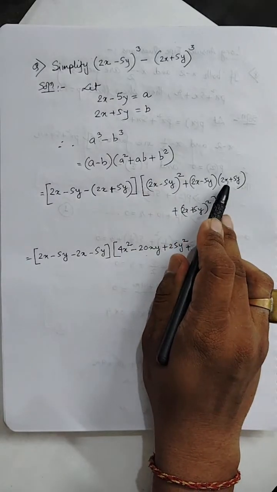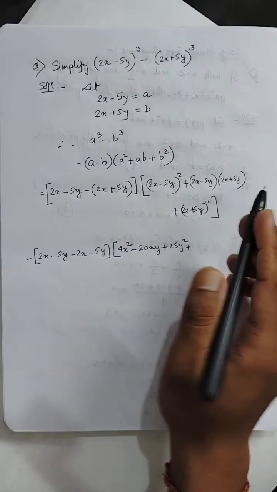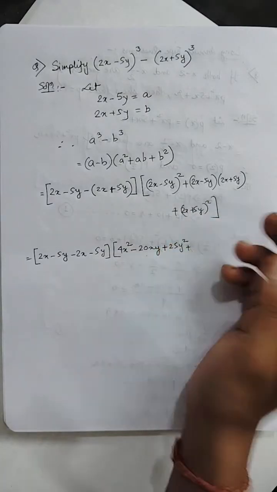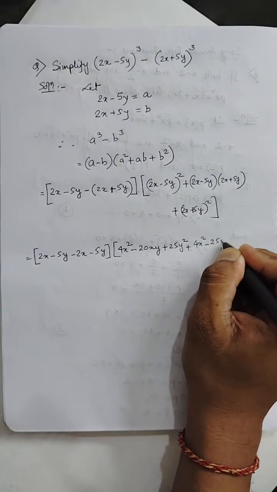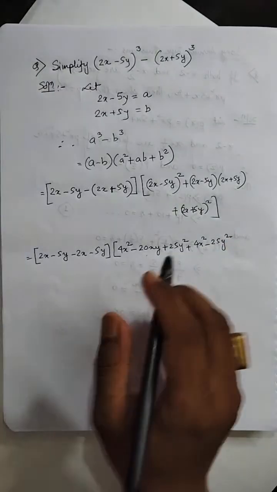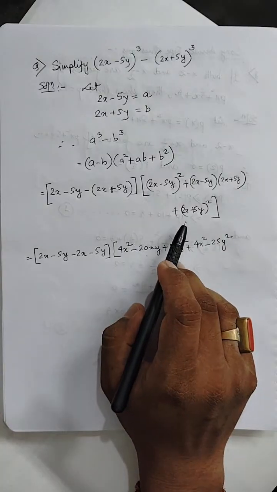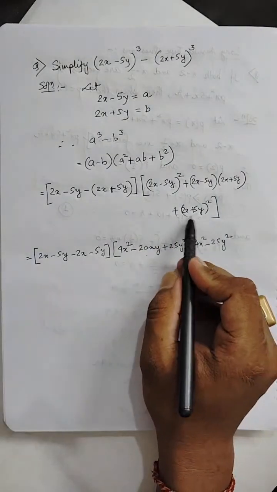Okay. So this is (2x plus 5y) multiplied by (2x minus 5y). So this is a plus b into a minus b. So this is 4x square minus 25y square. Okay. And then we have (2x plus 5y) whole square.